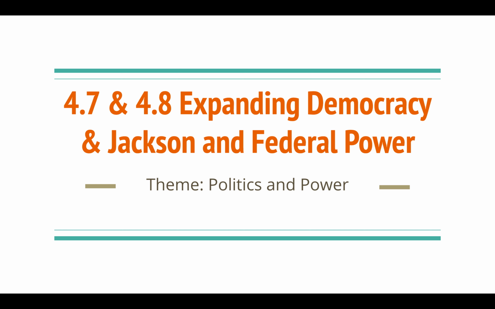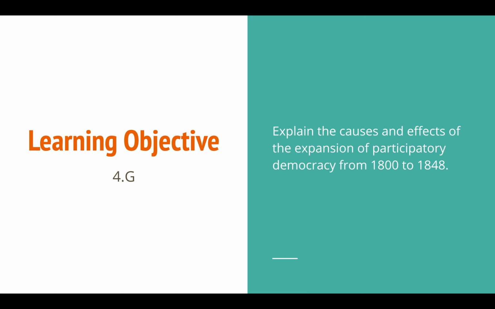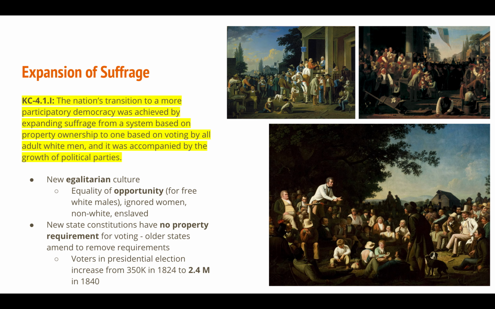Today we are going over two historical topics, 4.7 and 4.8, beginning with the expansion of democracy and Jackson and federal power. The theme for both of these topics is going to be politics and power. So let's begin with the first topic and the first learning objective. That's explain the causes and effects of the expansion of participatory democracy from 1800 to 1848.